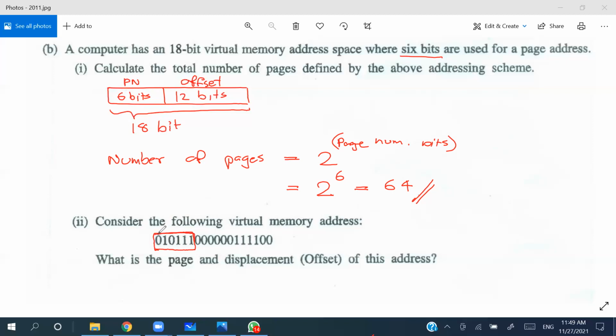So these 6 bits indicate the page number, and the rest indicates the offset. Simple as that, right? When you are answering it, it's better you say, okay, this is the page and this is the offset, right? So I'll show you the marks that you can gain from this.